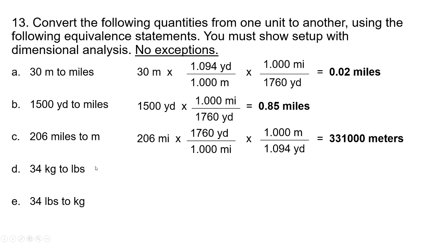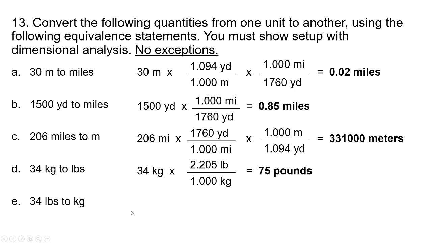Kilograms to pounds is a little bit simpler because it's only one step. So I'm going to start with 34 kilograms on the left. I'm going to multiply it in a way that kilograms cancel. So I'm going to take 34 times 2.205, and that will give me 75 pounds, again rounded to 2 sig figs.